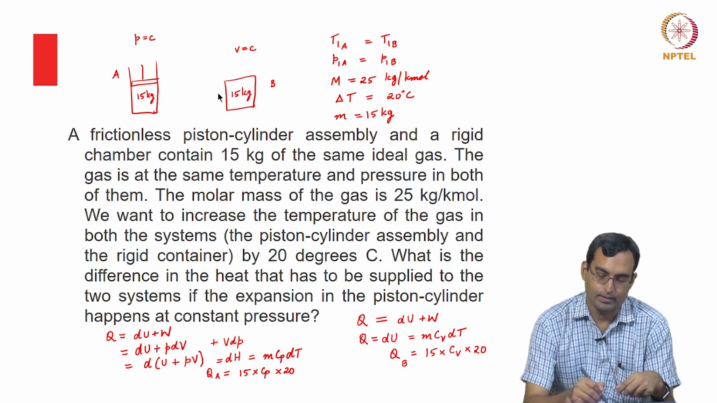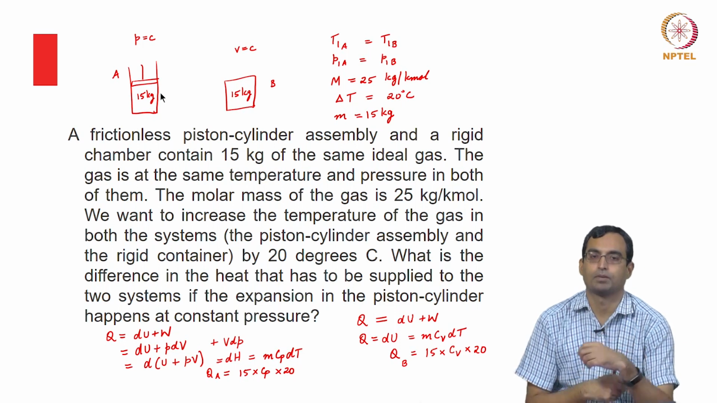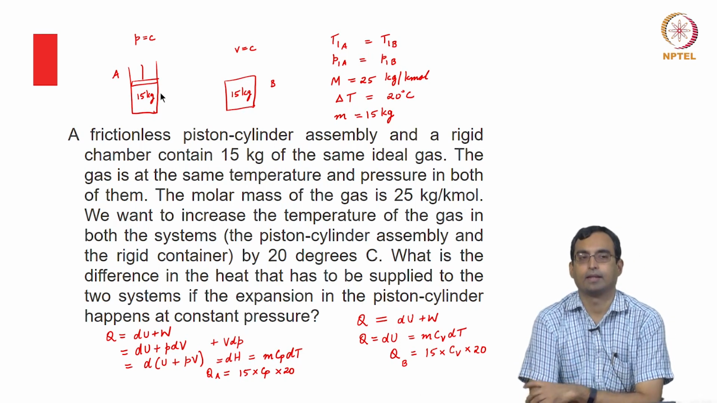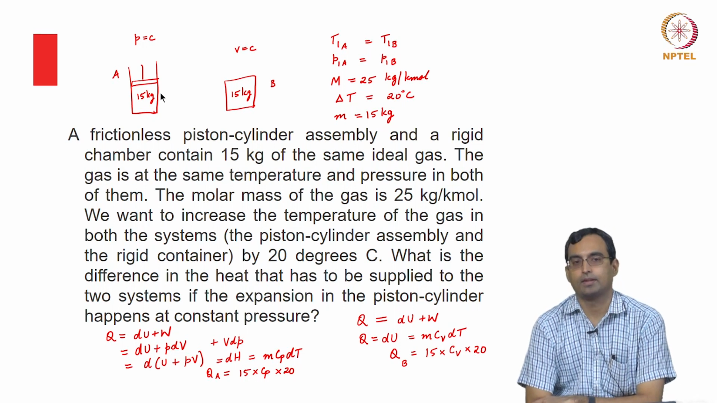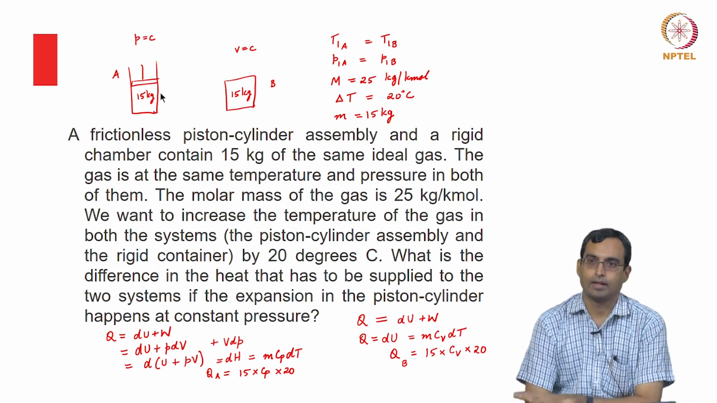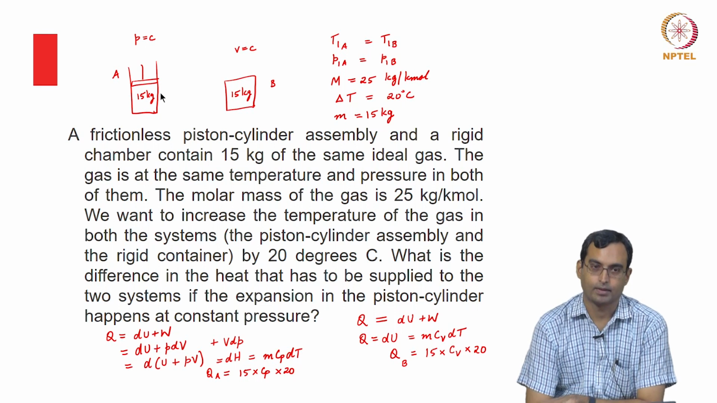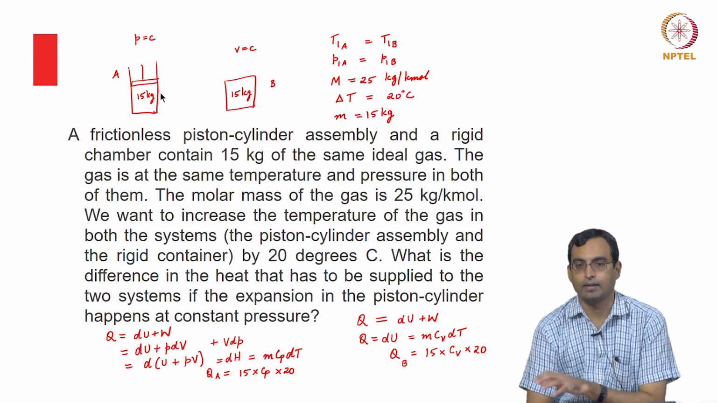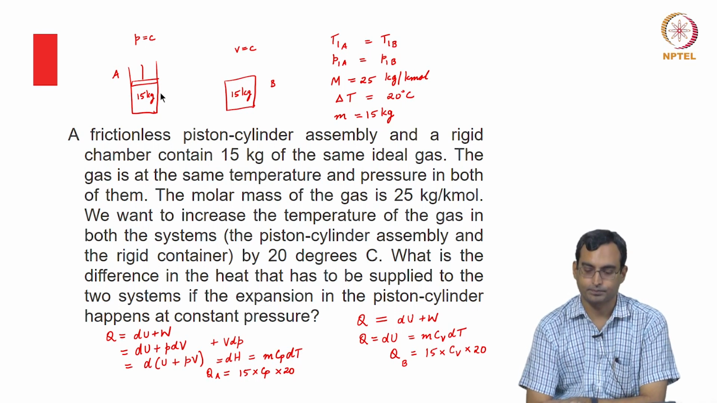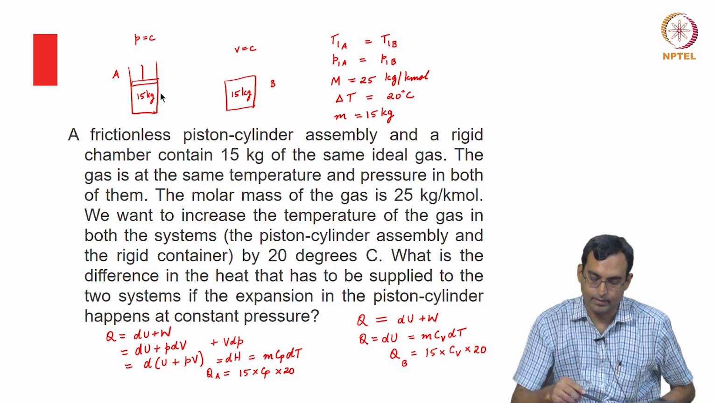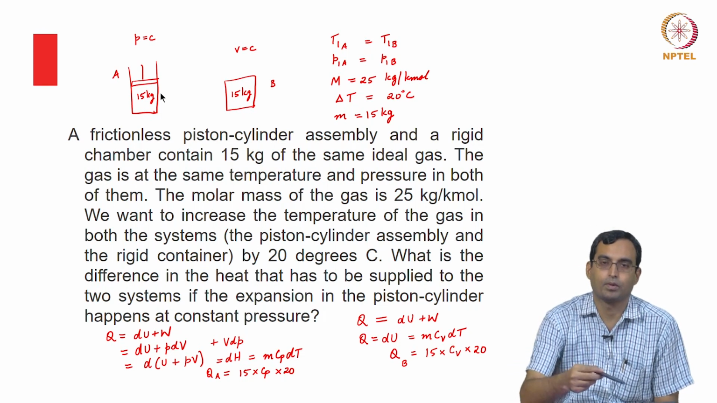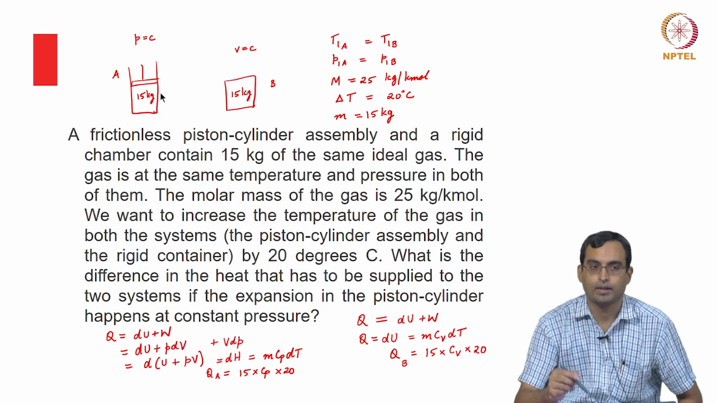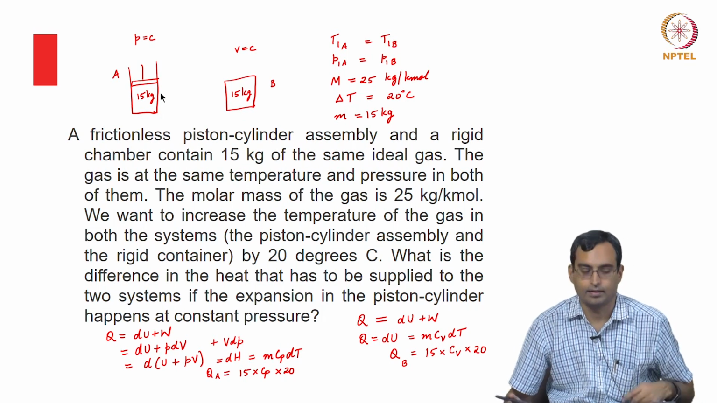So, for the same increase in temperature, we need to give a lot more input in the case of the constant pressure process, where work is being done, and a lot less input for the constant volume process, where the only thing being done is increasing the internal energy. So, here some of the energy goes to increasing internal energy, some of it goes to doing work. Here everything goes into increasing the internal energy. So, that is the difference which we see.